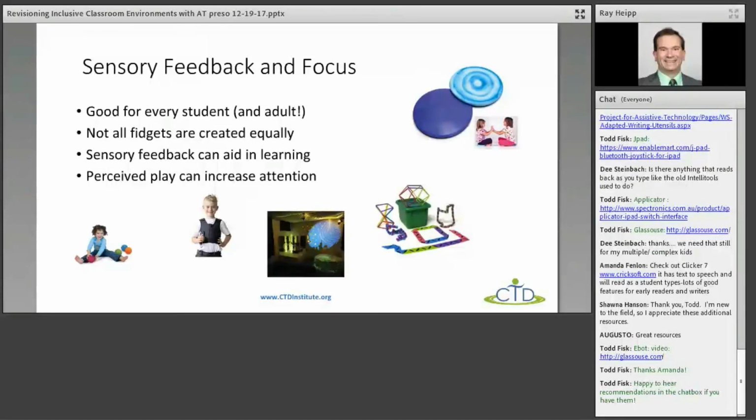Sensory feedback. I do want to spend a couple of minutes here on sensory feedback for you because there's always so many questions. Here is the beautiful news about sensory feedback. It's good for everybody. We all need sensory feedback in some way, shape, or form.